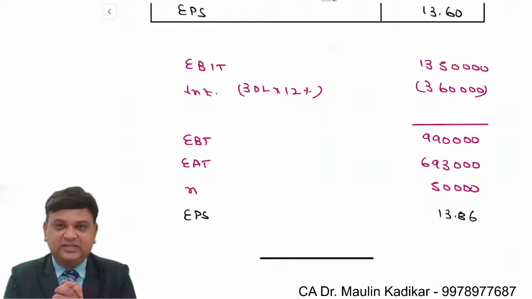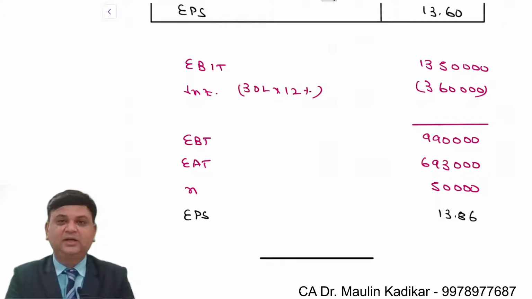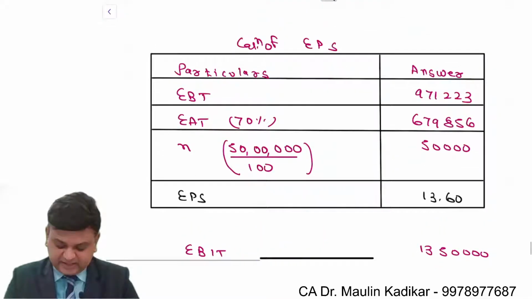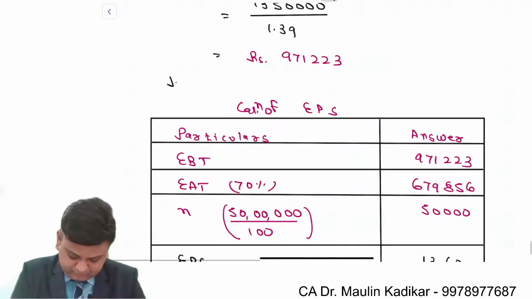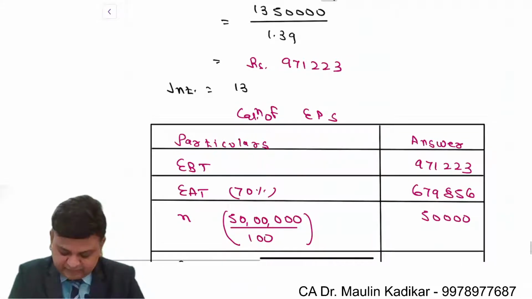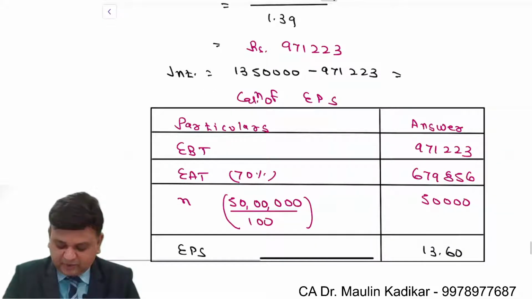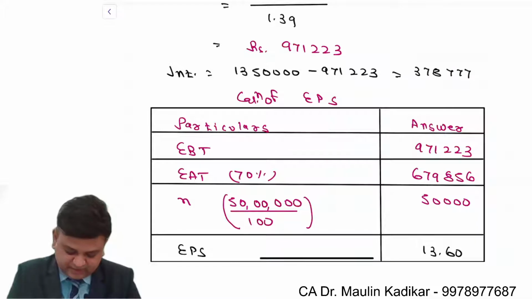The institute has given a suggested answer, wherein the institute has accepted a point like this: if at all we consider the degree of financial leverage 1.39, listen carefully, then it is implied that the amount of the interest would be EBIT 13,50,000 minus EBT 971,223. So, sir, the amount of the interest would be 378,777. This is what we understand.